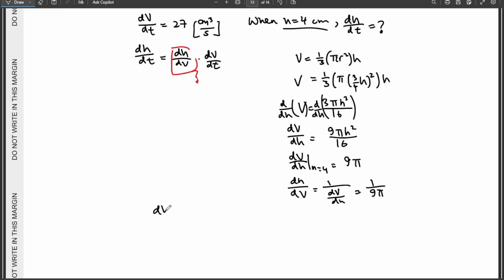So finally, we can use the chain rule: dh/dV times dV/dt equals 1 over 9 pi multiplied by 27. So we have 3 over pi, finally. And the unit is cm per second.